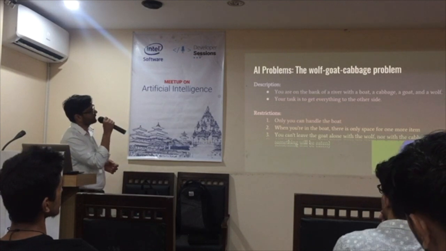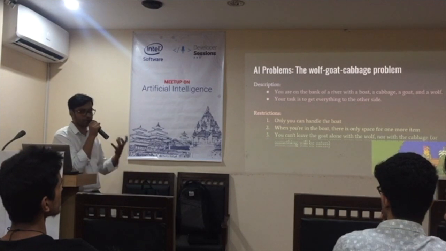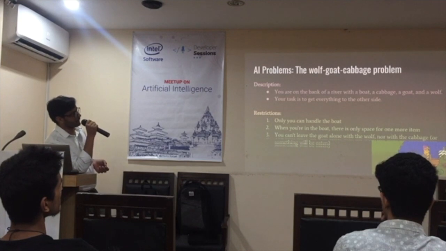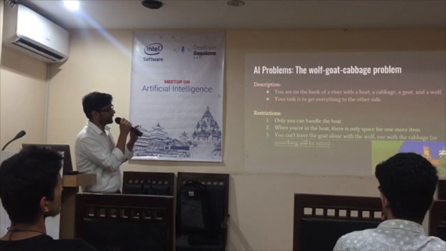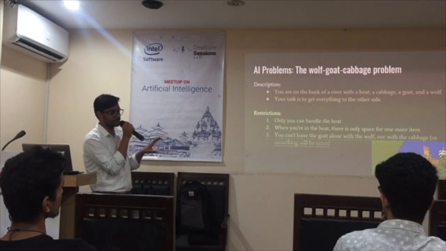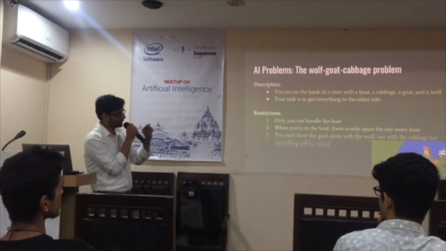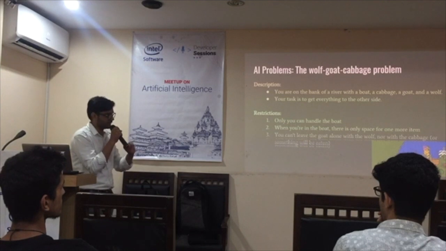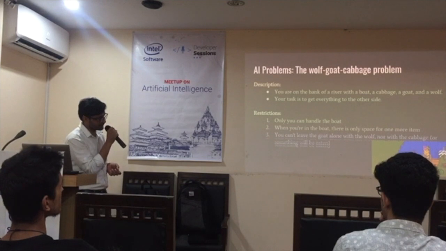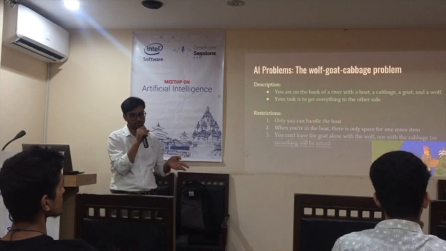So here is the problem, the wolf, goat, cabbage problem. The problem is you are on the bank of the river with a boat, a cabbage, a goat, and a wolf. The task is to get everything to the other side of the river. There are certain restrictions in this game. You can only handle the boat, and if you are in the boat, there is only one space left to pick an element. And the third restriction is you cannot leave the goat with the cabbage or the wolf.